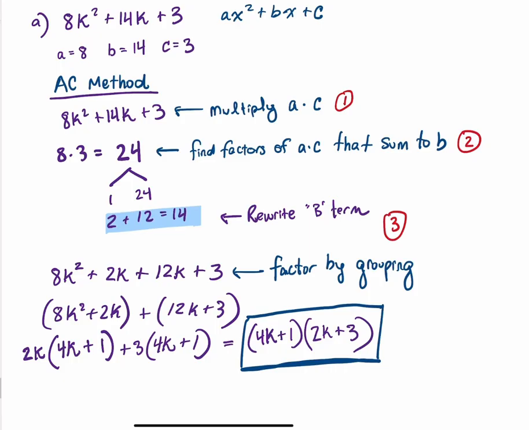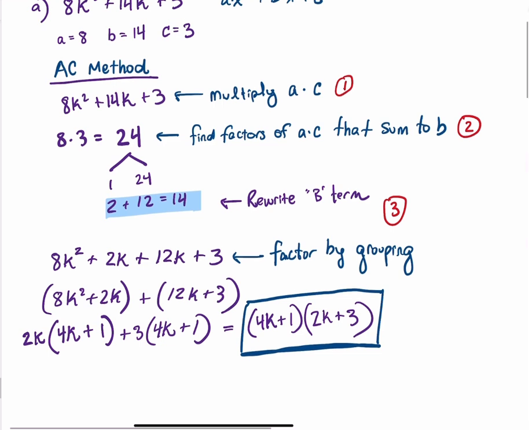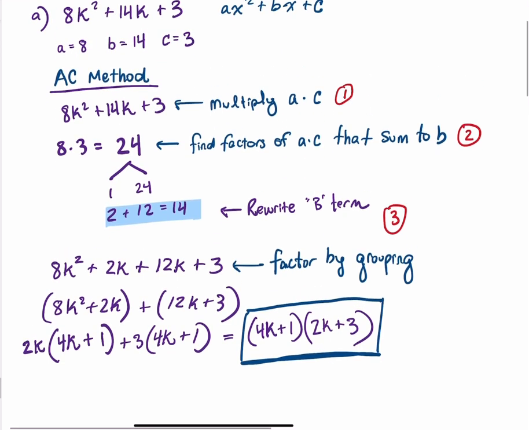So let's see example B, and we'll go through the same process again. And why don't we double check our answer, just to be sure that this method is working. So if I were to multiply these two factors out, I would FOIL it. Multiplying the first two terms would give me 8k squared. Then 4k times 3 gives me 12k. 1 times 2k is 2k, and then 1 times 3 is 3. So that is our 8k squared plus 14k plus 3.